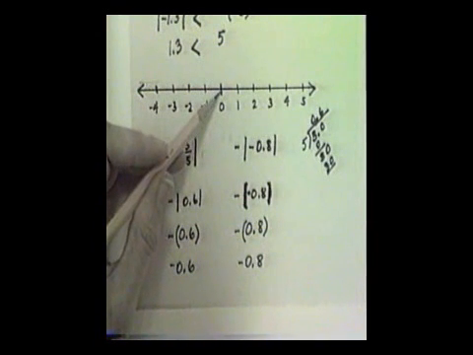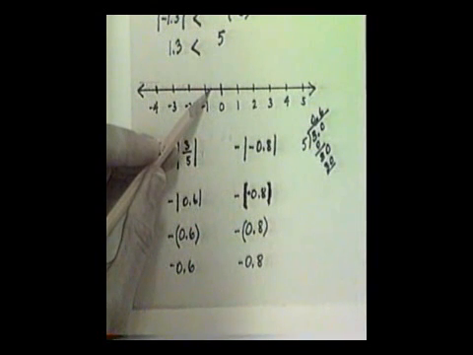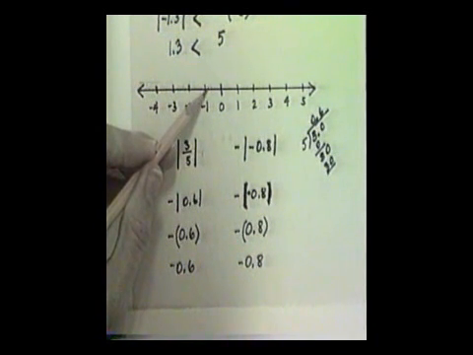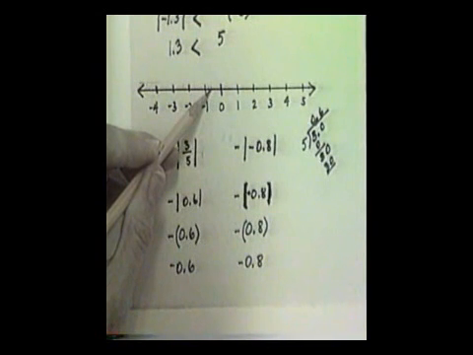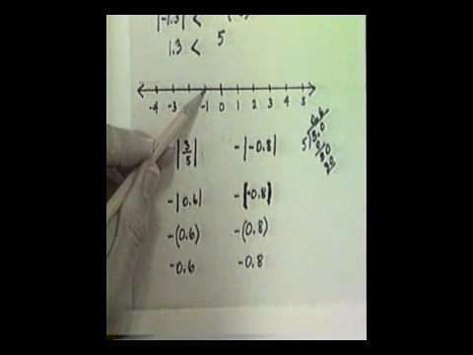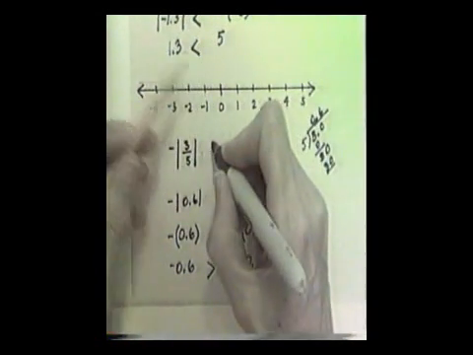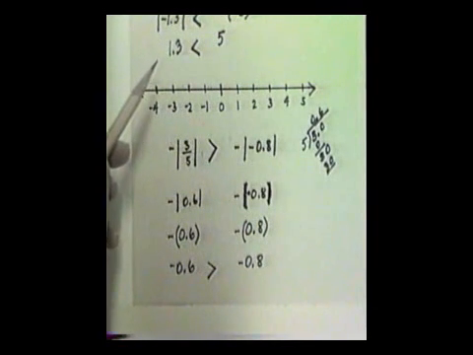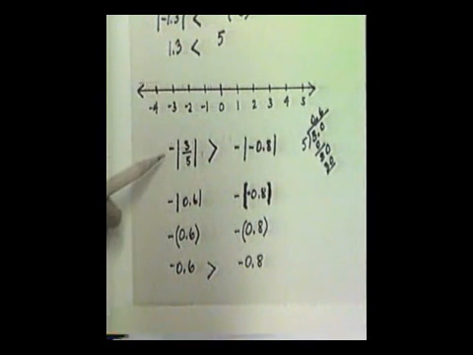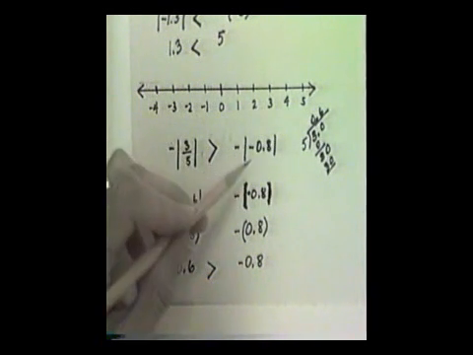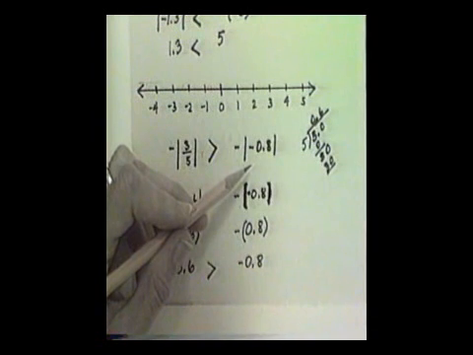-6/10 would be to the left of 0, going 6/10 of the way down, so that would be somewhere right about here. The opposite of 8/10, or -8/10, is 8/10 of the way down toward -1. -6/10 is to the right of -8/10. That means the symbol here must be greater. Therefore, at the beginning, the symbol would be greater. So, the opposite of the absolute value of 3/5 is greater than the opposite of the absolute value of negative 8/10.